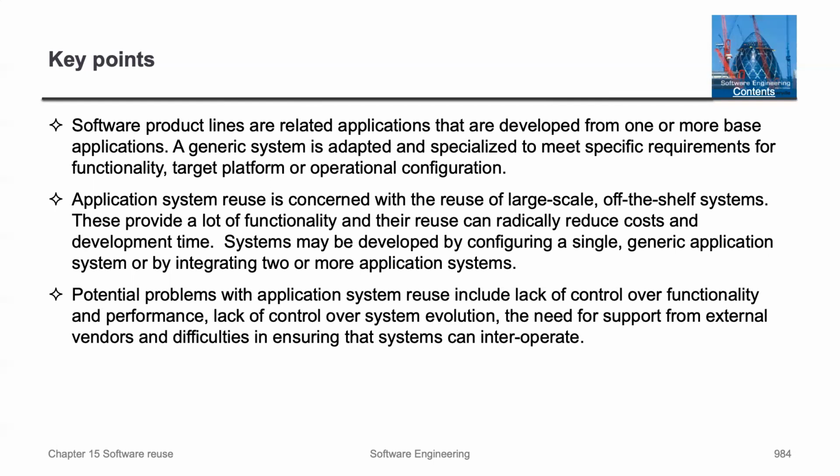Application system reuse is concerned with the reuse of large-scale off-the-shelf systems. These provide a lot of functionality, and their reuse can radically reduce cost and development time. Systems may be developed by configuring a single generic application system or by integrating two or more application systems. Potential problems with application system reuse involve lack of control over functionality and performance, lack of control over system evolution, the need for support from external vendors, and difficulties in ensuring that the system can interoperate.